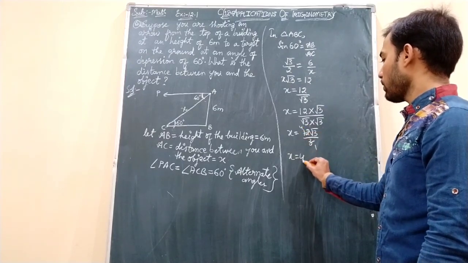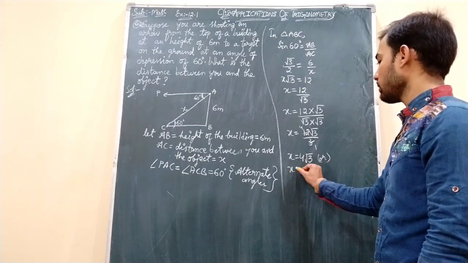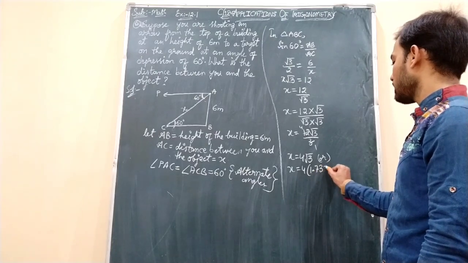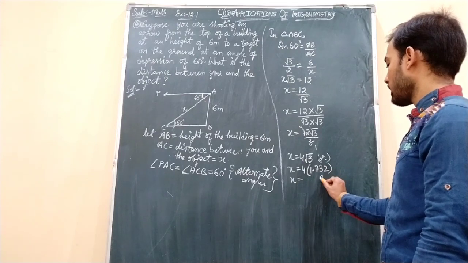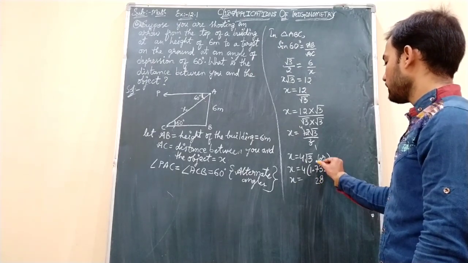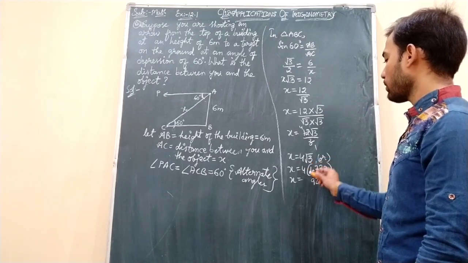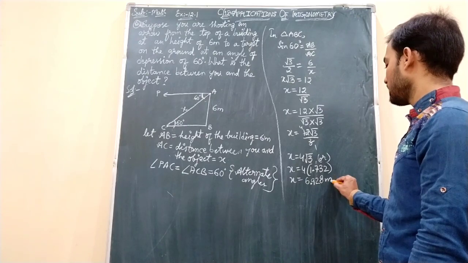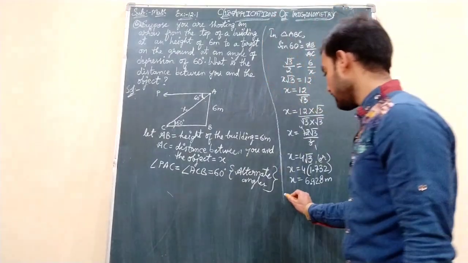X equals 4 root 3, or when you substitute the value of root 3 as 1.732, you will get 4 twos are 8, 4 threes are 12, 4 sevens are 28 plus 1 is 29, 4 ones are 4 plus 2 is 6, 6.928 meters you will get. Okay, students? So this is the distance between you and the object.